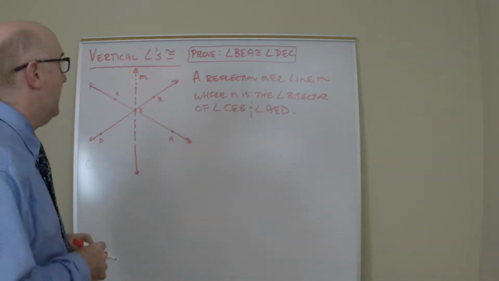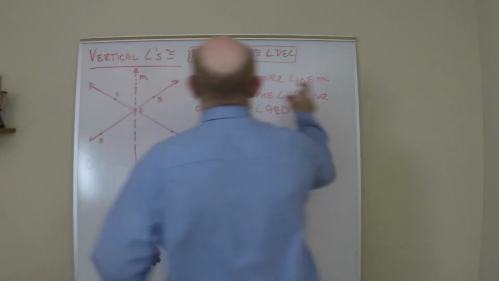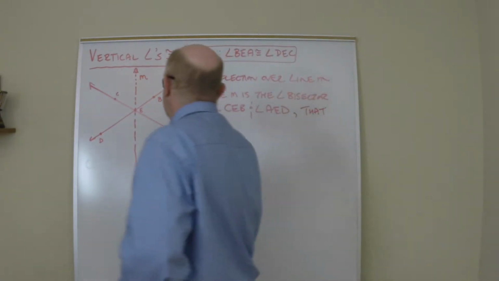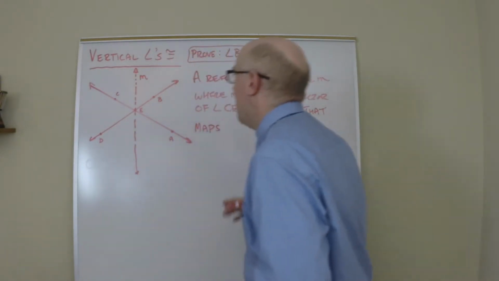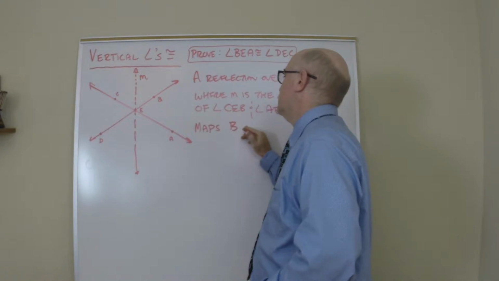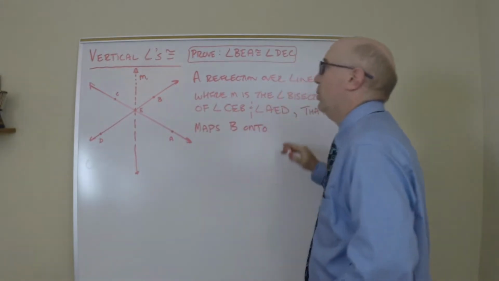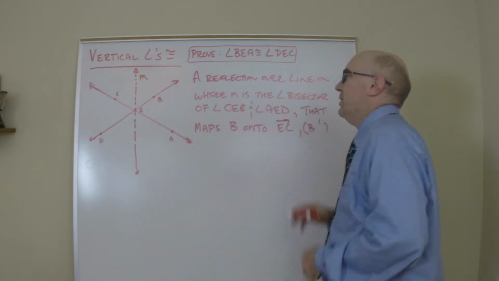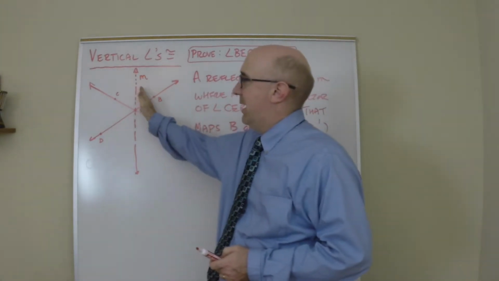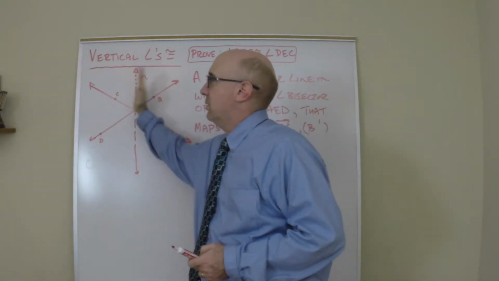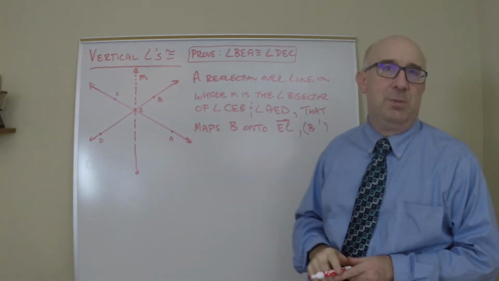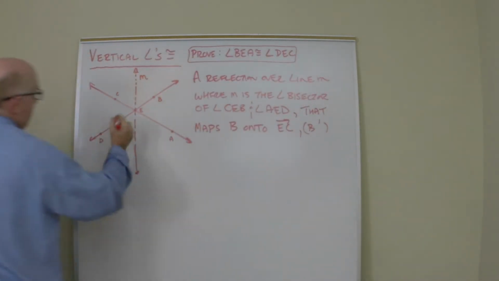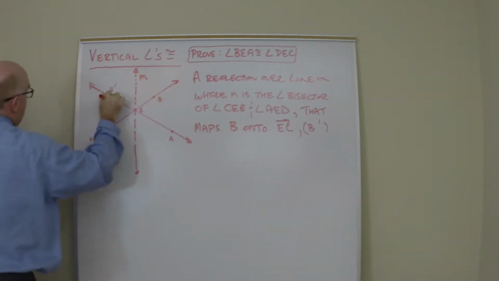Now let's describe what that reflection does. A reflection over line M maps B onto ray ED, B prime. So we know that because this is the angle bisector, this ray will map onto that ray. So B will map onto the other ray in that angle. So maybe here would be our B prime.